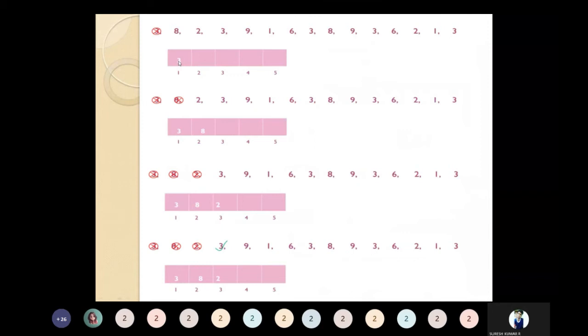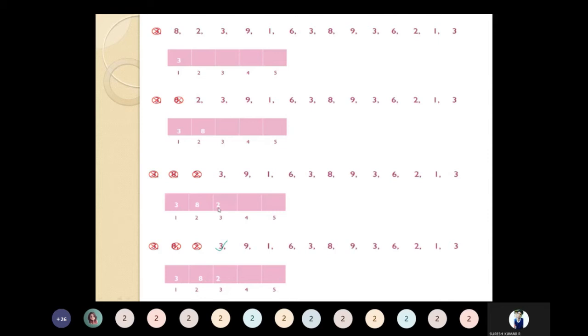Okay, so the 3 is placed in your main memory. Then I'm looking at the second string, 8. So 8 is also inserted at the second slot. Then 2. Two pages come, so this 2 will be placed on the third slot.